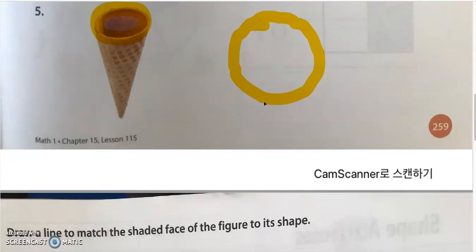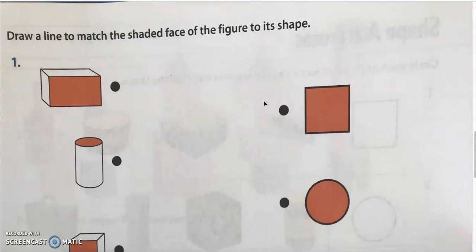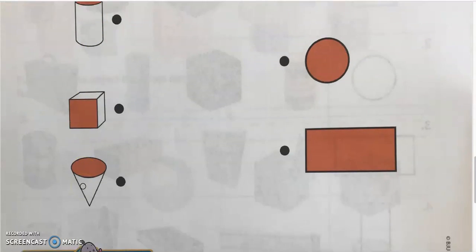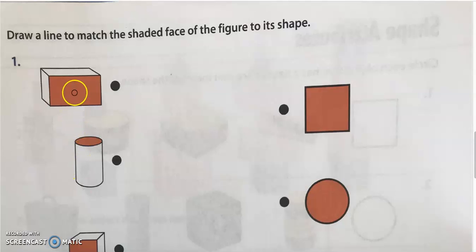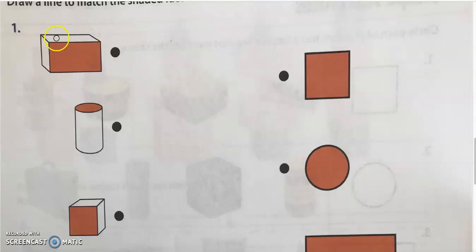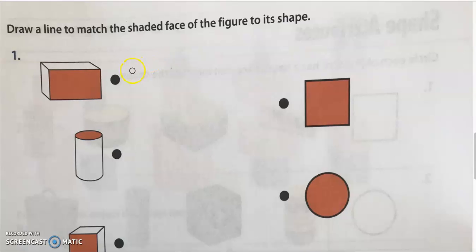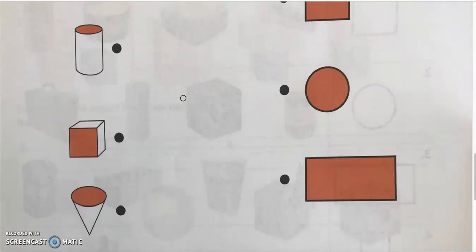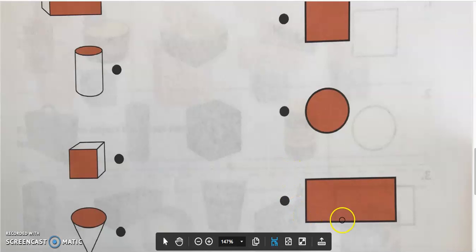Yeah. All right. The second page. Let's take a look. You're going to draw a line to match the shaded face of the figure to its shape. So shaded face is over here. You see the colored part? That's shaded face. Okay, you're gonna match the shaded face of the figure to the shape. Okay. All right, number 1. What figure do we have here? Yes, we have rectangular prism. And the shaded face features what figure? Rectangle. Yes, over here. Match, match, match.